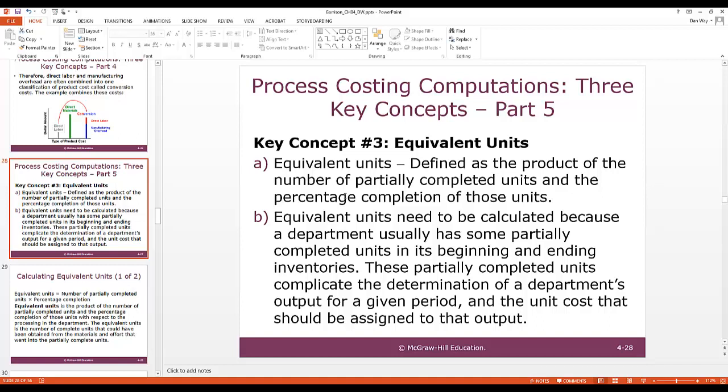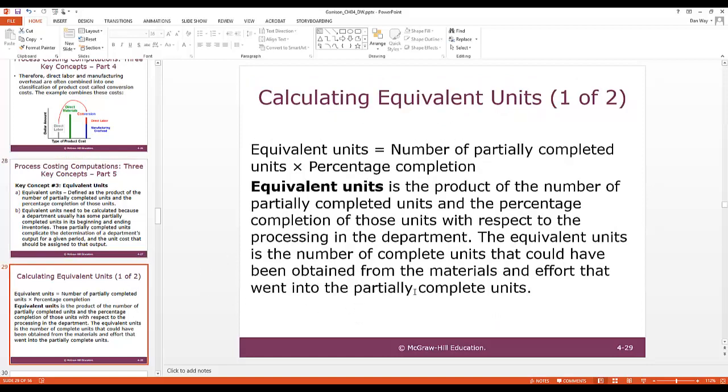Again, it's the equivalent of how many total units or finished units we pushed through that particular department or process in any given period. It also helps us determine the unit cost that should be assigned to that output because we want to do that on a sort of full unit basis rather than trying to assign unit costs on fractional bases. So equivalent units, sort of in equation form, then again is the number of partially completed units we have times that percent completion, and we'll incorporate our fully completed units, and we'll talk about how to do that in a second.